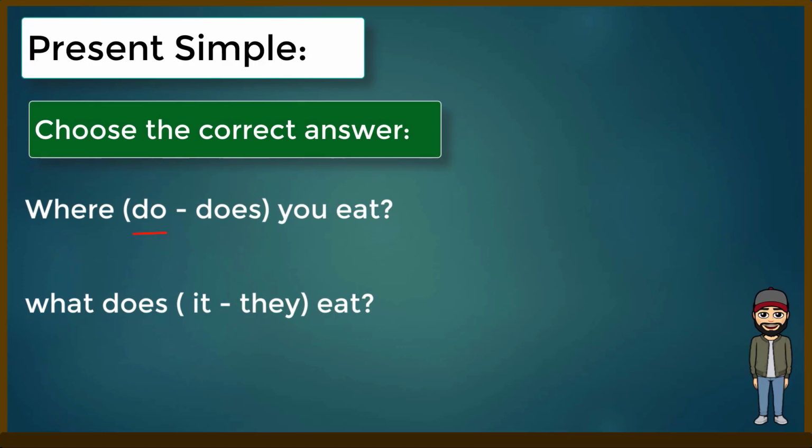Very good. Do. Where do you eat? The second one, الثانية. Excellent. أحسنت. What does it eat? Now, in the first one, we used do because we have you. في السؤال الأول استعملنا do لوجود الضمير you. For the second one, we used it because we have does. And does take it. وفي السؤال الثاني أخذنا it لوجود does. وdoes تأخذ it.